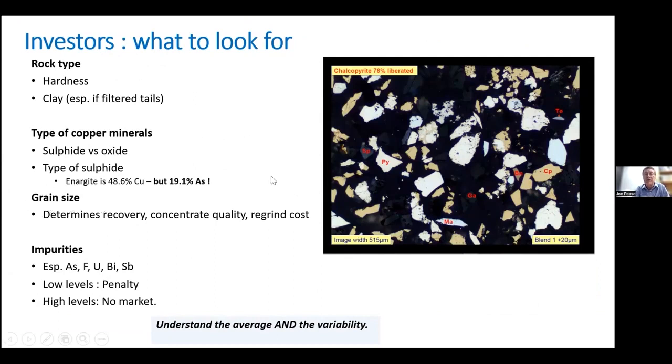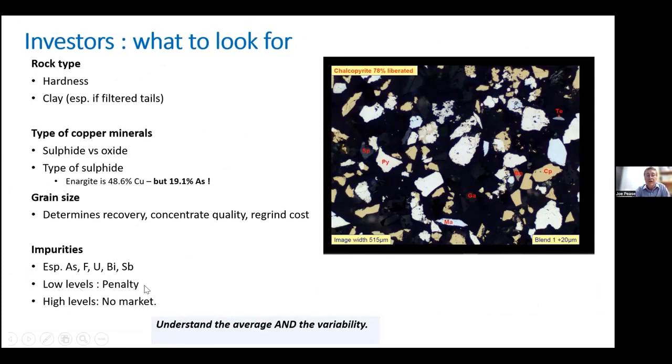You also want to know about the grain size of the minerals. Remember this 4.5 millimetre scale, you want to know, what do the copper minerals look like? What do the impurities look like at the scale? How fine am I going to have to regrind some of these particles to liberate them so I can then separate them? That's part of answering the impurity question. So you really want to know about impurities like arsenic, fluorine, uranium, bismuth, antimony. There are others too, but they're the main ones.